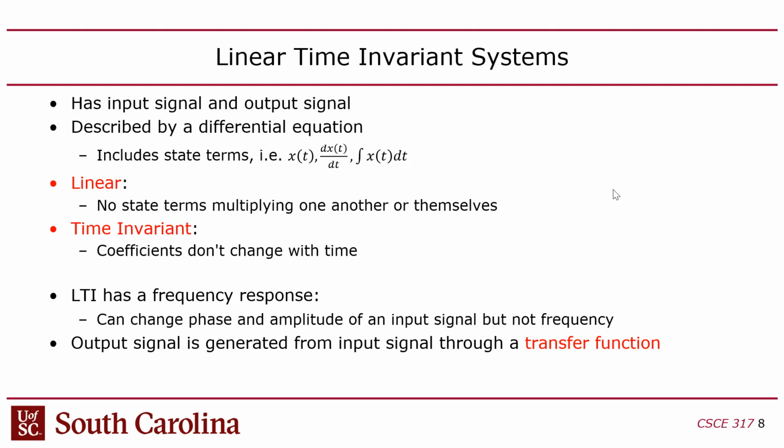And what time invariant means is that the coefficients that you multiply against those variables have to be constants. They can't be time series coefficients. You can't have coefficients that change with time. You can just have coefficients that are constants. Okay? So LTIs have a frequency response that allows you to have an input and an output where the output can change the phase and amplitude of an input, but it can't change its frequency.